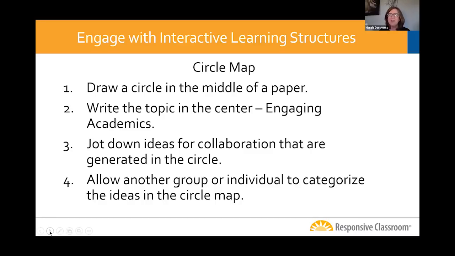To start out with, you need that piece of paper that I talked to you about having before. And on that piece of paper, you're going to draw a circle. Hopefully you can see my little snapshot of me. In the middle of the circle, you're going to write the topic that we're going to be learning about today, and that's engaging academics. You might have seen I wrote that rather large.